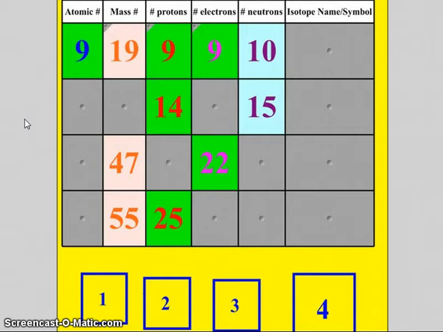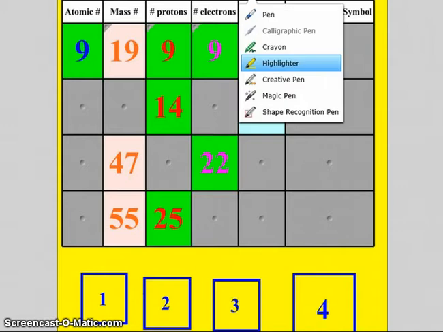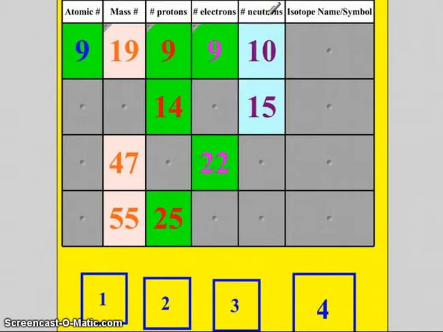So now that I have all my numbers, I just need to know the isotope's name and the symbol. Well, in order to find the name and symbol, I've got to use the periodic table, and I have to use the information given to me. So the defining number is the atomic number. Atomic number is 9, so I go to the periodic table, I find element number 9, and it is fluorine, a symbol of F. So I know it's an atom of fluorine.